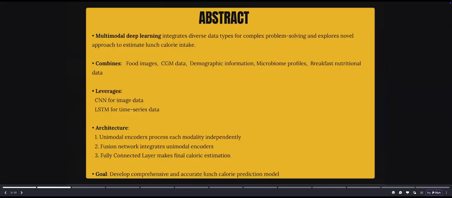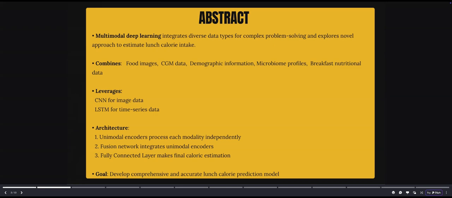Starting off with the abstract, multimodal deep learning integrates diverse data types for complex problem solving and explores a novel approach to estimate lunch calorie intake. As I said, we will be using diverse data types: food images, CGM data, demographic information, microbiome profiles, and breakfast nutritional data. We'll be using multiple models, but each model processes a certain type of data only. In our case, CNN takes care of the image data, and LSTM takes care of the time series data.